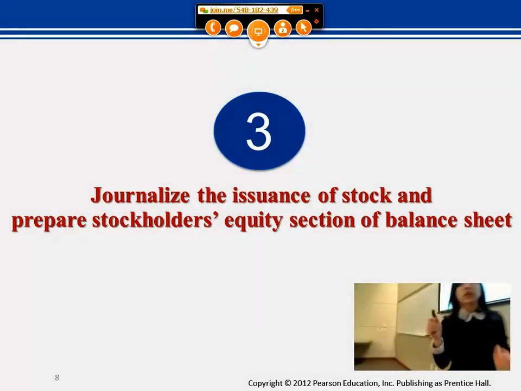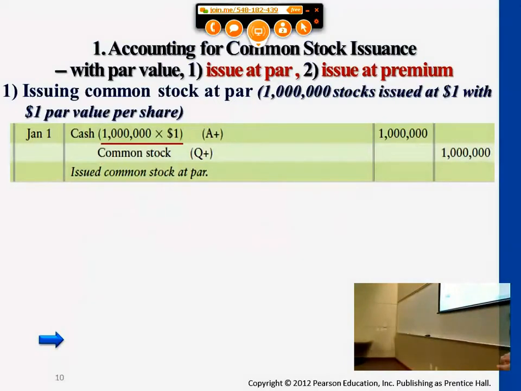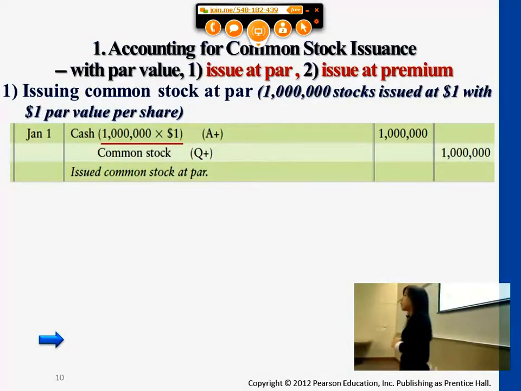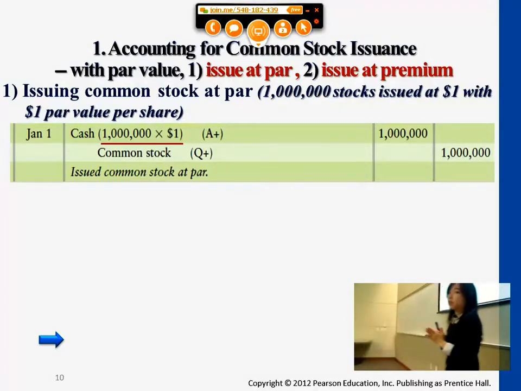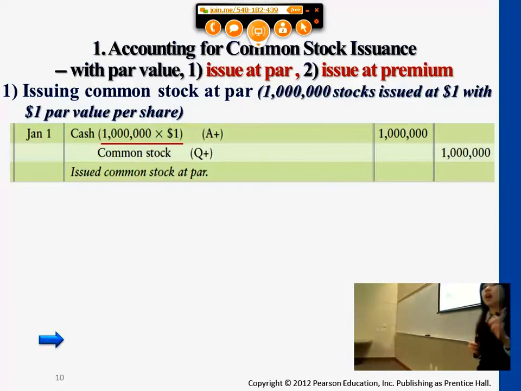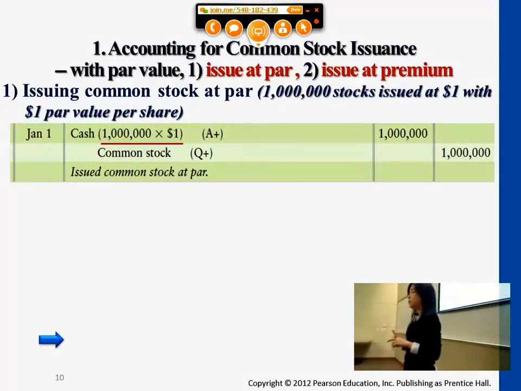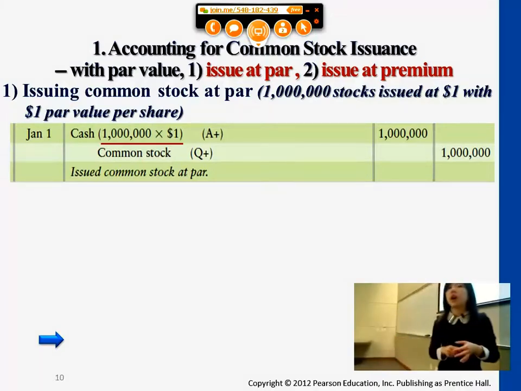Okay, so let's take a look at the first case. Let's say we're issuing stock, and at the beginning, the face value and the issue price coincidentally are the same. The face value of the stock for each and every stock is $1, and we're also issuing this stock at $1. Now let's say the number of stocks issued is 1 million.